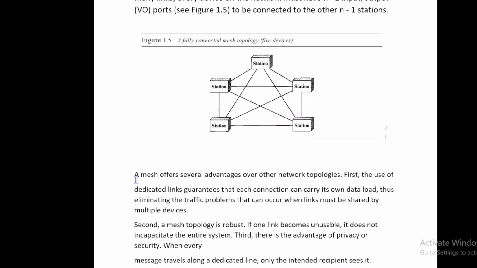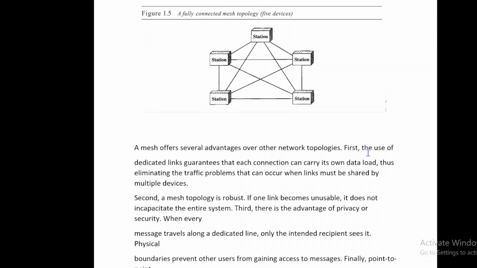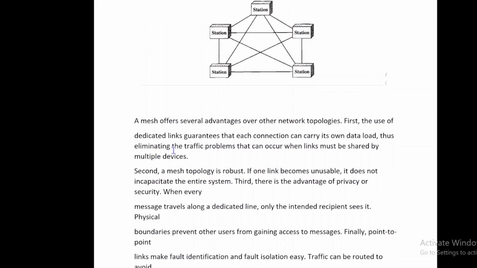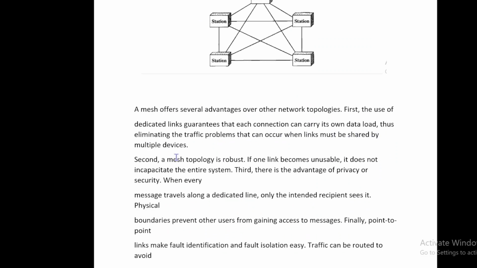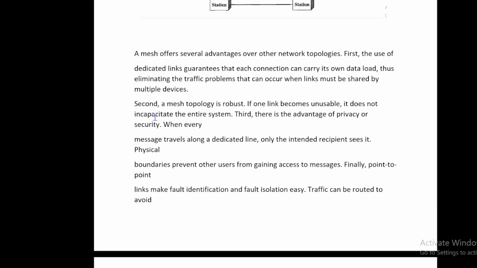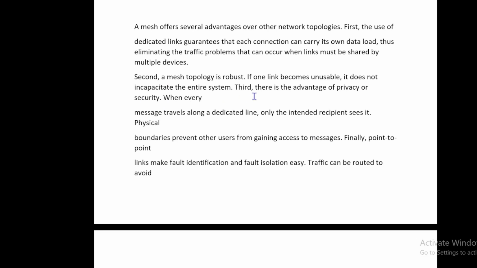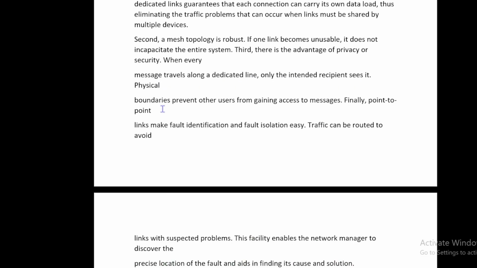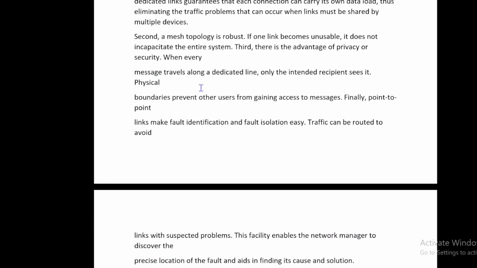A mesh offers several advantages over other network topologies. First, the use of dedicated links guarantees that each connection can carry its own data load, thus eliminating the traffic problems that can occur when links must be shared by multiple devices. Second, a mesh topology is robust. If one link becomes unusable, it does not incapacitate the entire system. Third, there is the advantage of privacy or security. When every message travels along a dedicated line, only the intended recipient sees it. Physical boundaries prevent other users from gaining access to messages.